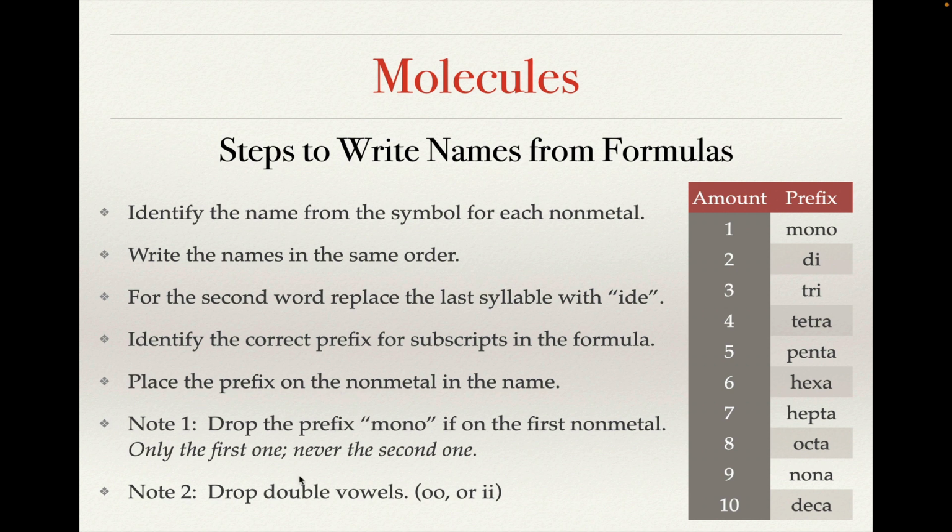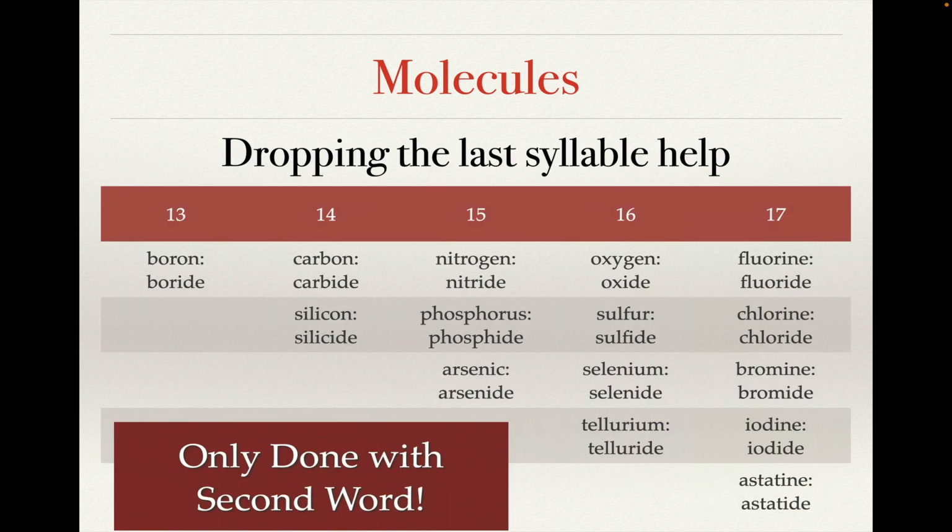And then a couple little notes: after you place the prefix on that nonmetal, do not use prefix mono for the first word. And if you see any double vowels like o-o, you drop the double vowel because that is not what we like to see. A lot of times students struggle a little bit with how to change that second word. So here are all the nonmetals that we might be using and how you convert the original word to the second word. So oxygen becomes oxide, phosphorus becomes phosphide, and so forth. You can use this slide as a reference to properly change that word as you need to.